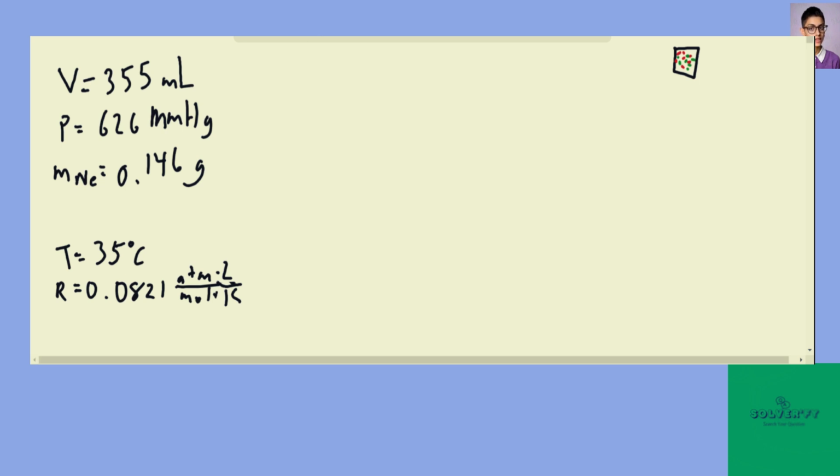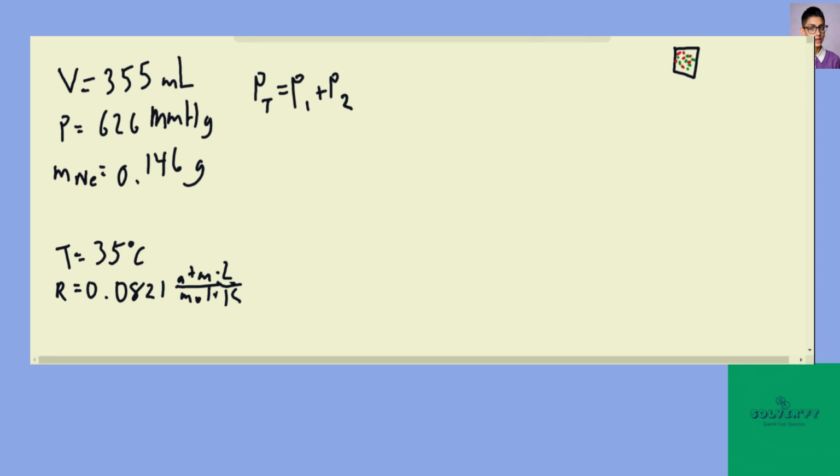So there are two ways we can approach this problem. First, we can try and find pressures because in any system, the total pressure is the sum of the partial pressures.